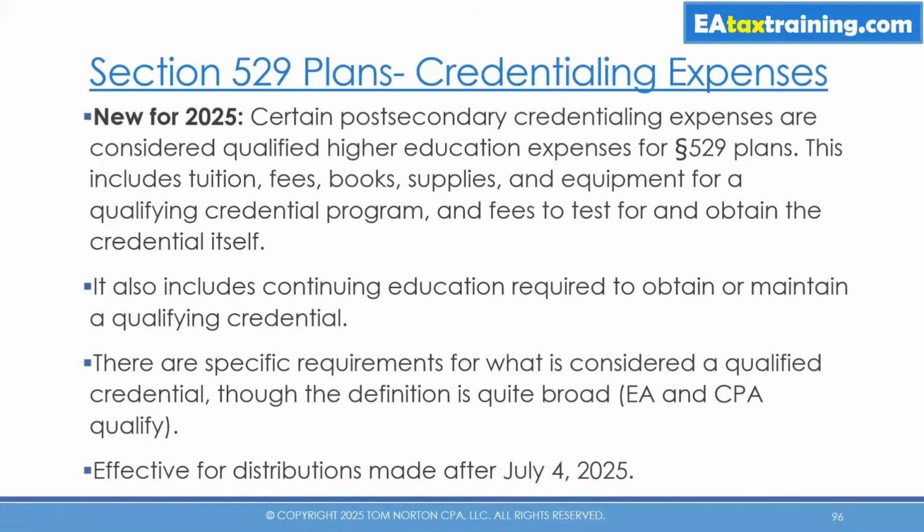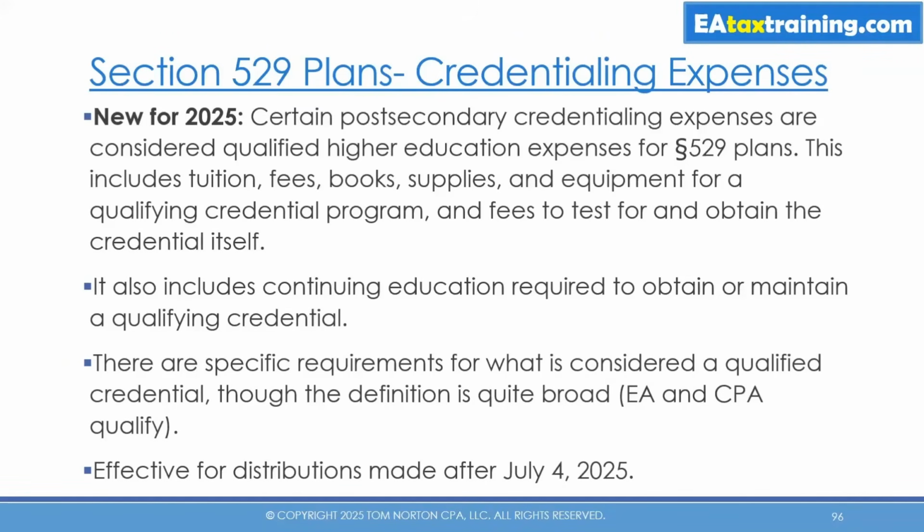With 529 plans, there is another new provision for 2025. In addition to higher education expenses, certain post-secondary credentialing expenses are considered qualified higher education expenses for 529 plans. This includes tuition, fees, books, supplies, and equipment for a qualifying credential program and the fees to test for and obtain the credential itself. It also includes continuing education required to obtain or maintain a qualifying credential.